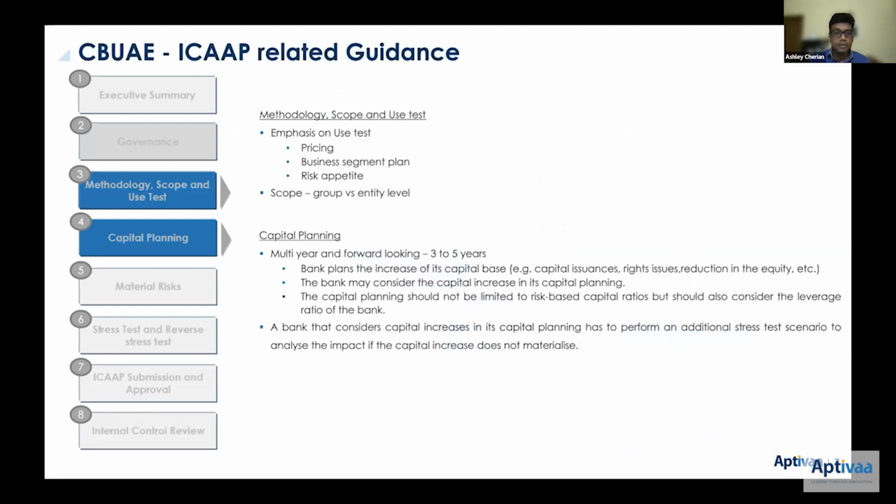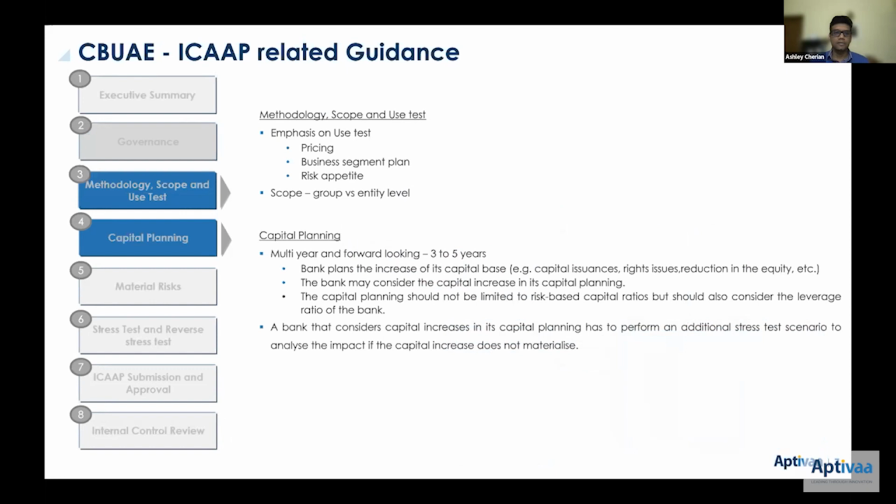Let's check for time. Okay, on methodology, scope, and capital planning, the requirements are straightforward, but in some conversations that we've been having with other clients, there is one emphasis, as I was mentioning earlier, on the use test. It is not enough that a report be prepared. One has to demonstrate that frameworks that are used in ICAAP are indeed being used in a business as usual environment.